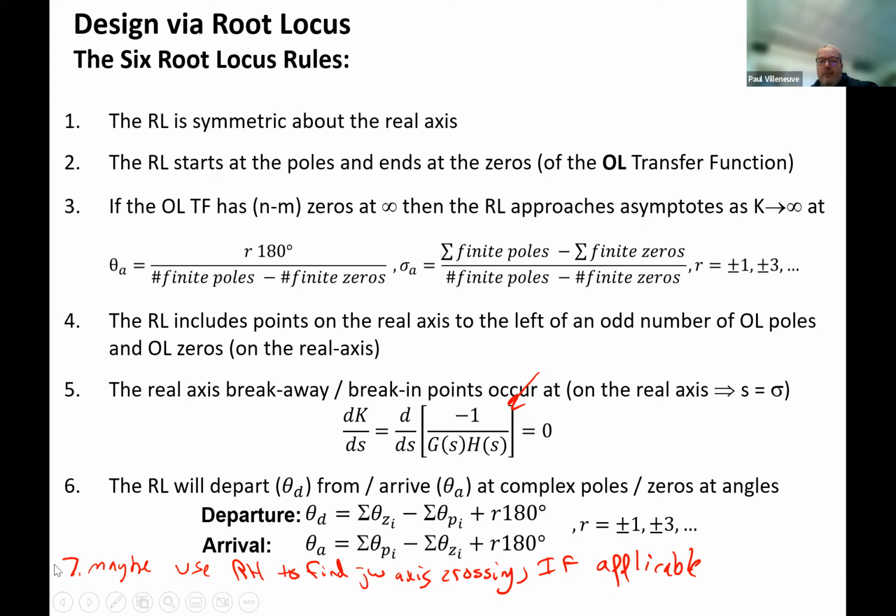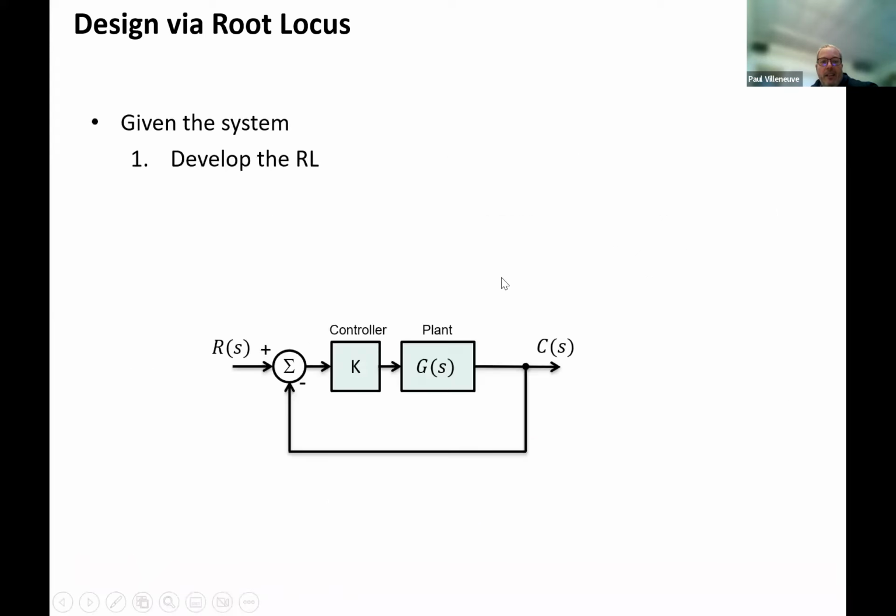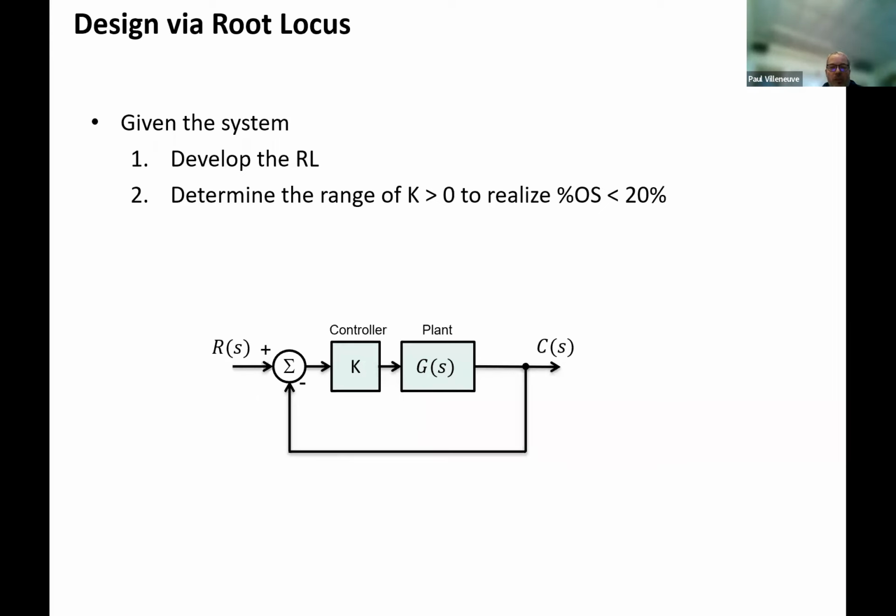All right. Let's look at a little bit of design. So we're going to develop a root locus for a system with a value of K. Remember, that's a proportional controller. And we want to determine the range of K greater than 0 so that our percent overshoot is going to be less than 20%.